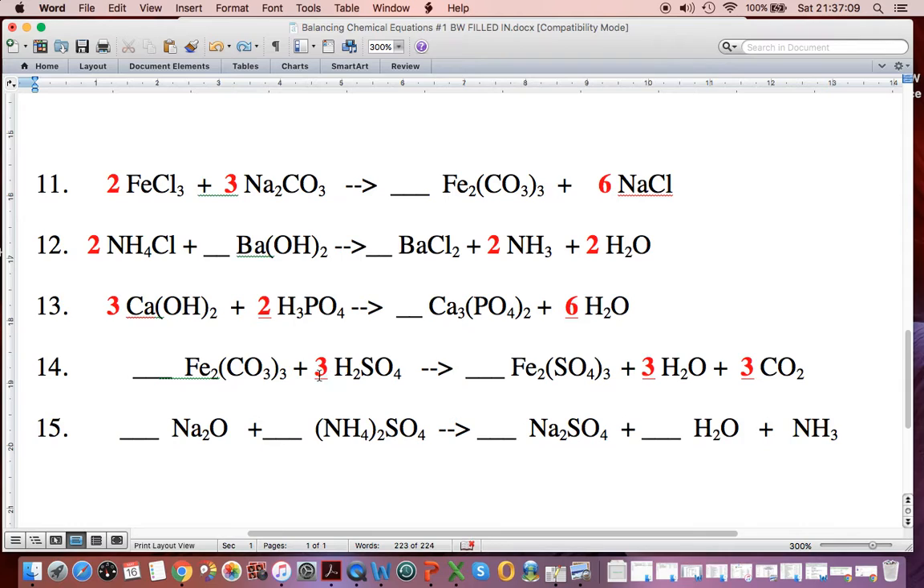So, what have we got here? We have to check that our oxygens are balanced. We have 3 times 3 is 9. 3 times 4 is 12. 12 and 9 is 21. 3 times 4 is 12. 12 plus 3 oxygens is 15. 3 times 2 is 6, 21. So we know that all of the hydrogens, the oxygens, the sulfurs, and the carbons are balanced now.